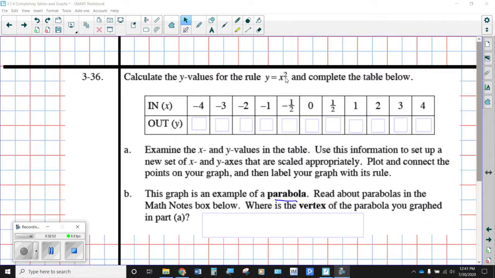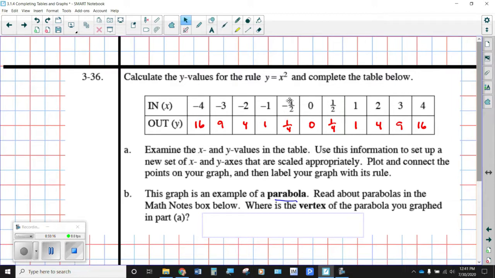All right, so whenever you square a number, you multiply it times itself, correct? So that's what we're going to do here. For each one of these output variables, we're going to take the input variable and multiply it times itself. So 1 times 1 is 1, 2 times 2 is 4, 3 times 3 is 9, 4 times 4 is 16. 1/2 times 1/2 is 1/4.